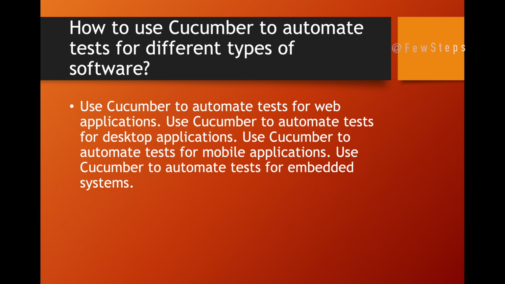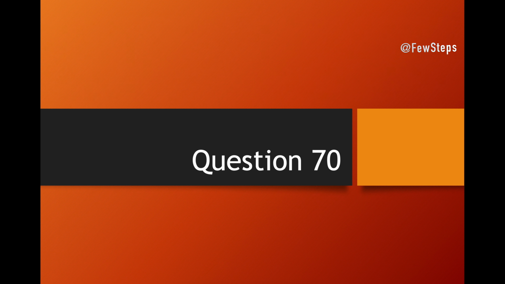Question 69. How to use Cucumber to automate tests for different types of software? Use Cucumber to automate tests for web applications. Use Cucumber to automate tests for desktop applications. Use Cucumber to automate tests for mobile applications. Use Cucumber to automate tests for embedded systems.